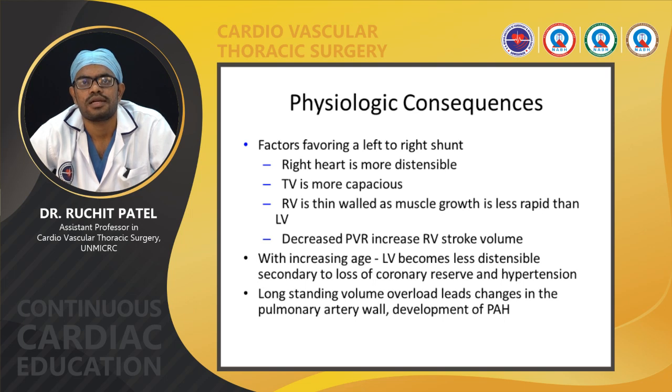Factors which favor left-to-right shunt after birth are: the right heart is more capacious, more distensible. The tricuspid valve has a larger annulus and is more capacious, and as the pulmonary vascular resistance falls, RV muscle growth is less rapid than the left ventricle due to decrease in afterload, and the decrease in PVR will lead to an increase in RV stroke volume. As the person grows, the LV becomes less distensible because of secondary loss of coronary reserve and hypertension. This long-standing volume overload leads to changes in the pulmonary artery wall, leading to pulmonary artery hypertension.